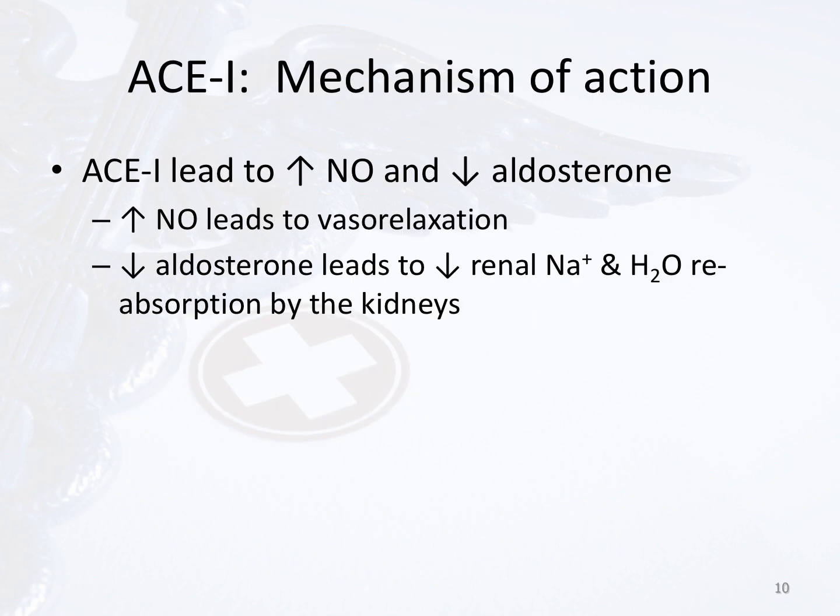ACE inhibitors act via 2 important mechanisms that help lower blood pressure. First, ACE inhibitors can increase the production of nitric oxide, which is a potent vasodilator. Second, and probably the most important reason, is its action through the renin-angiotensin-aldosterone system. So let's take a moment to discuss it.